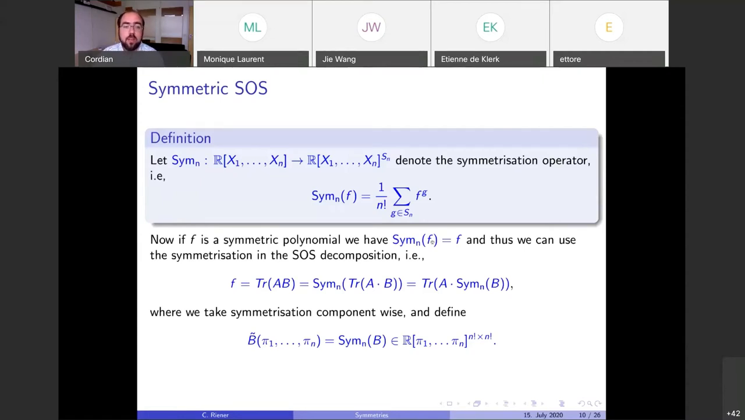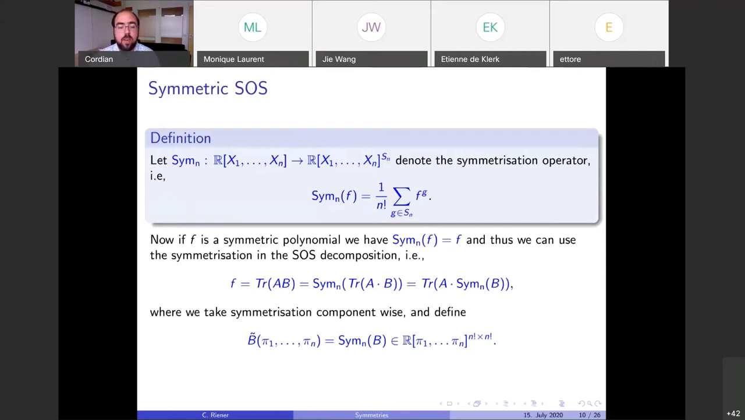And thus, I can use the symmetrization in the sums of squares decomposition. So F has this form. I can take the symmetrization in front, and I can take the symmetrization inside, because A_i is invariant by definition. And we established, or you established in the exercises, that symmetrization is linear with respect to the invariant ring. By Sym_n of B, I just mean a symmetrization component-wise. So again, I get a matrix at the end, which I denote B tilde, all of whose entries are polynomials, and those polynomials are now invariant.